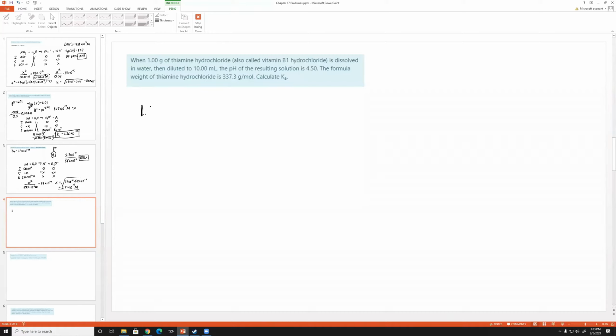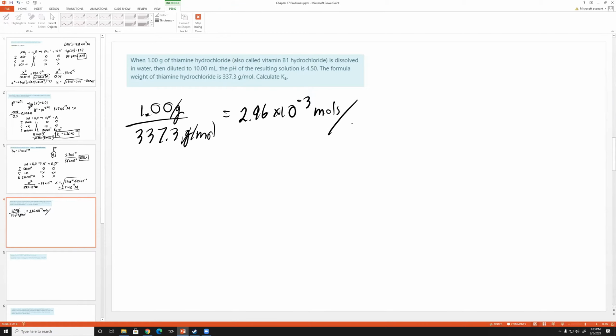So we have the thiamine hydrochloride is 1 gram. We know the molar mass is 337 grams per mole. And then once you divide the grams by the molar mass, the grams will cancel out and you get moles. And that answer is going to be very small. And it is 2.96 times 10 to the negative third moles. And we can divide that by the liters, which is 0.01. Which equals a molarity of 0.296 molar. Okay, so we have the initial concentration of the weak acid.